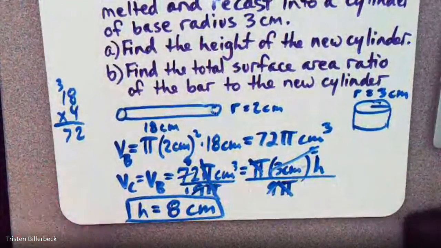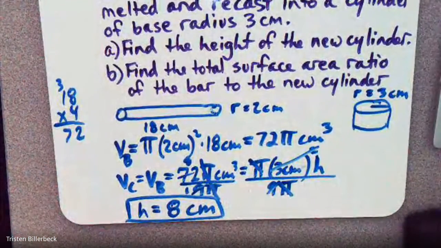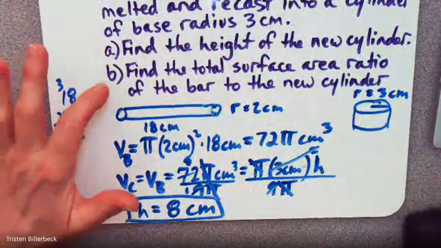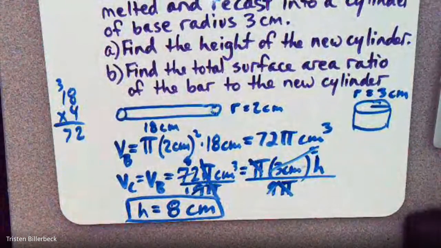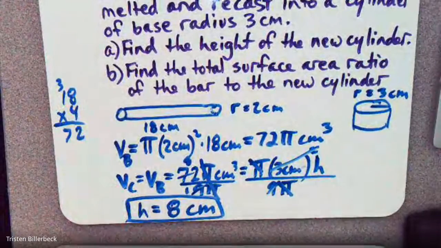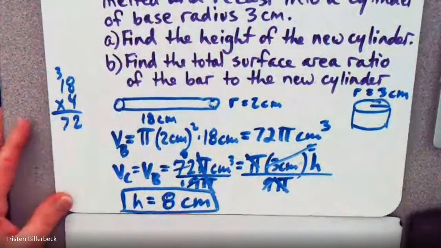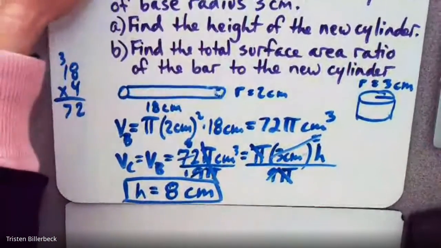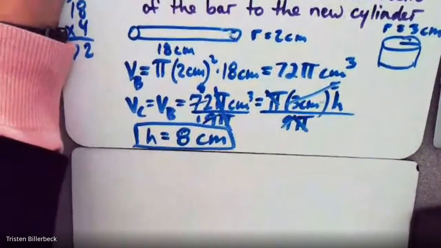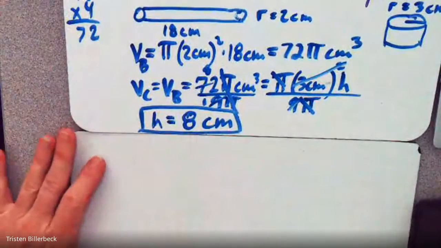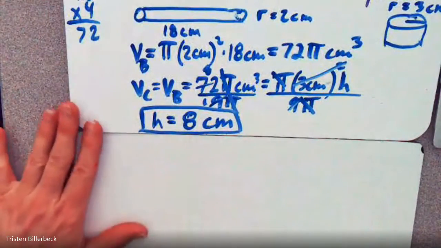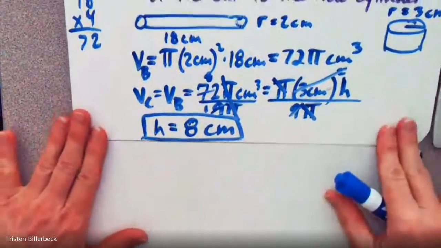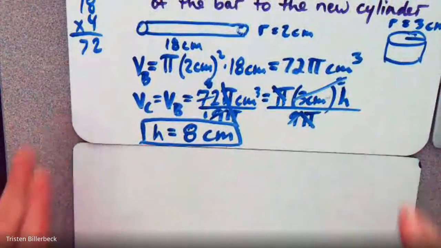Okay, the next question is find the total surface area ratio of the bar to the new cylinder. You may ask, why? That seems like a lot of work. Well, if you're plating one versus the other, you might want to know how much plating you need, because plating goes on the outside and sometimes the inside of your cylinders.